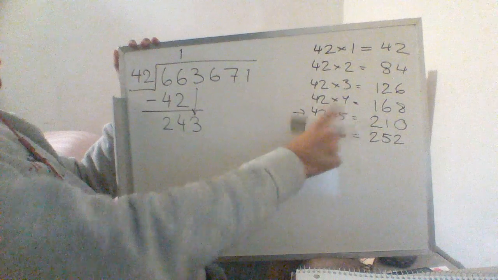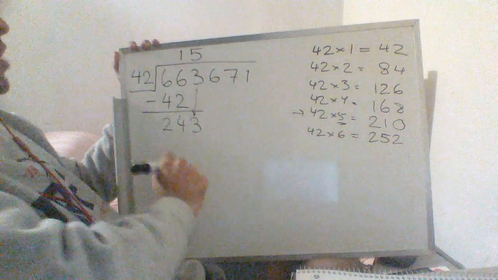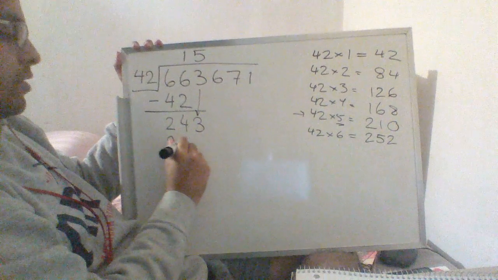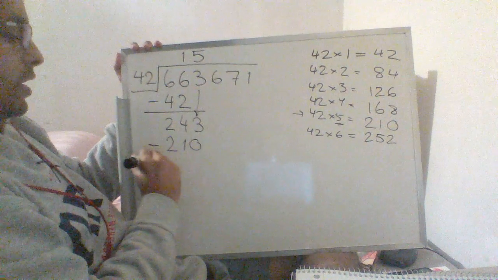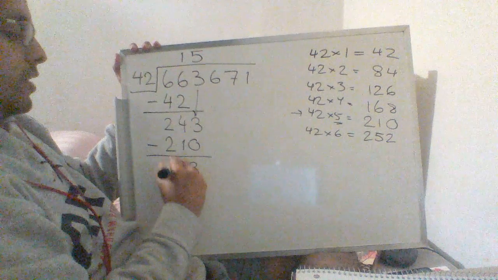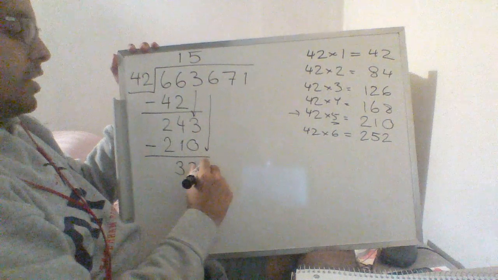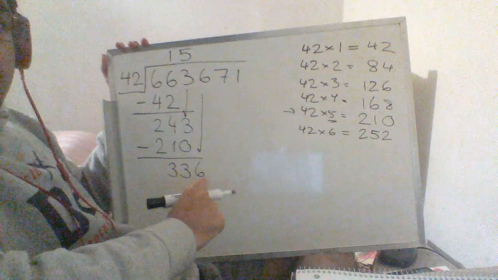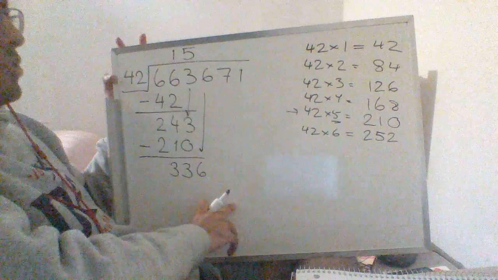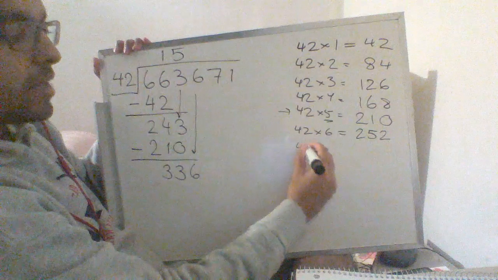So because it's 42 times 5, that 5 right there, we're going to put that 5 up top. 42 times 5 is 210, so that's going to go down here, and we're going to subtract. 3 minus 0 is 3, 4 minus 1 is 3, 2 minus 2 is 0, and I'm going to pull down the next digit, which is a 6. Now we ask ourselves, how many times does 42 go into 336? And this is where this table will come in handy, because we can just keep building on this.